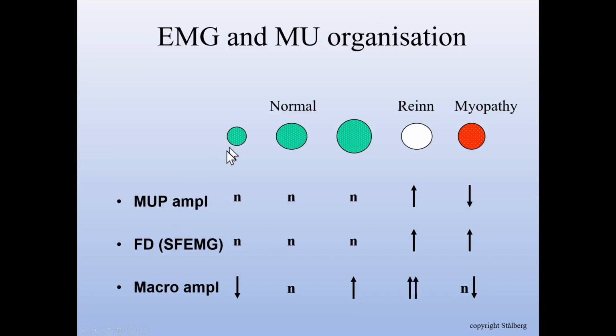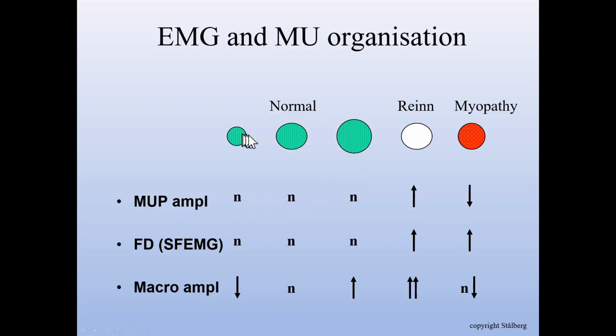Here I want to compare three parameters. In the normal muscle, we have motor units of different size. We have normal small and normal large motor units. In re-innervation, we have the larger motor units, and in myopathies, we have the motor unit with a sparse number of muscle fibers.